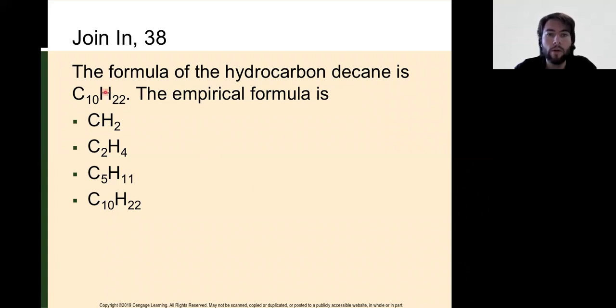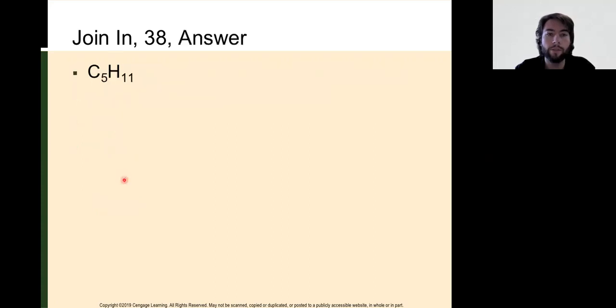Alrighty, so here, this is the molecular formula. So we want the empirical formula, which is the simplest version of this, and which still represents the same ratio of carbon to hydrogen. So CH2 is not going to be it, because if we have 10 carbons, we should have 20 hydrogens, but we have 22. If we have C2H4, that would be times 5, so that would give us again C10H20. C5H11 is, because we multiply this by 2, we get C10H22, and C10H22 is the molecular formula. This is not the simplest formula. So our answer here is C5H11.